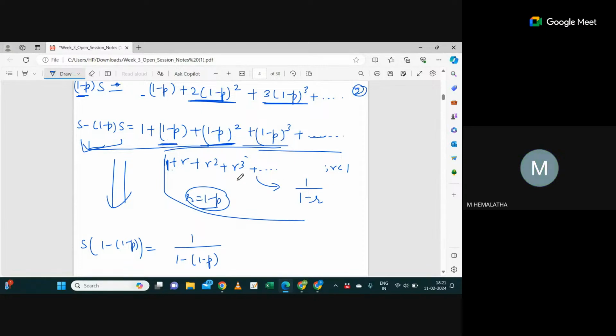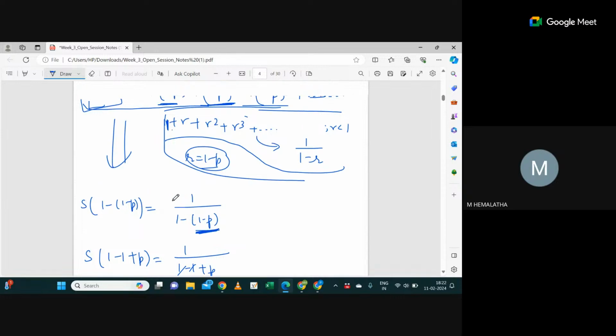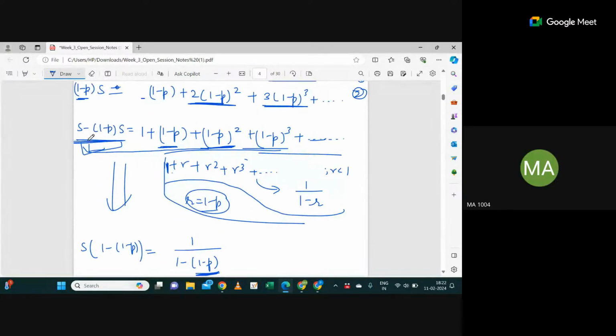Correct. The summation of this GP is nothing but 1 upon 1 minus r. So instead of r, at the place of r, I have 1 minus p. On the left side, what is this? S minus r times s. So s I can take common, and I will have 1 minus r, and instead of r, I have 1 minus p, a single quantity. Got it?